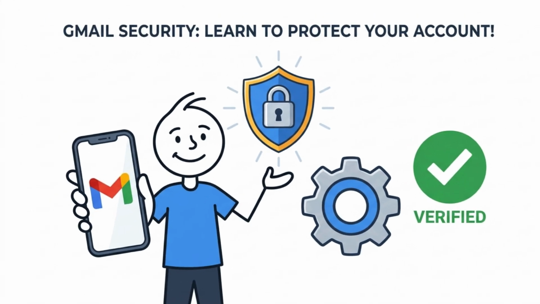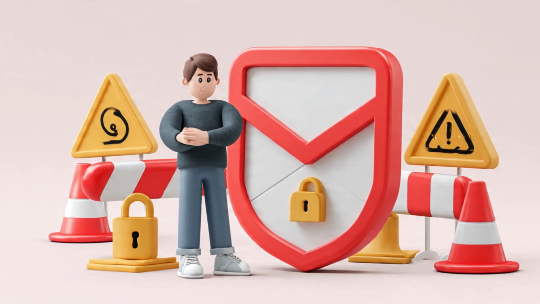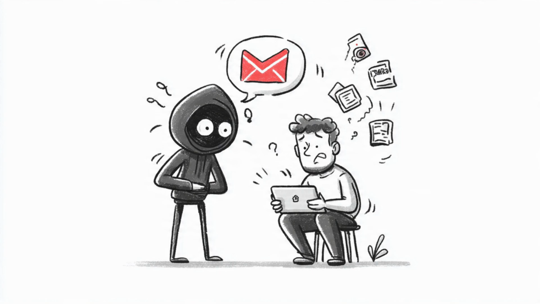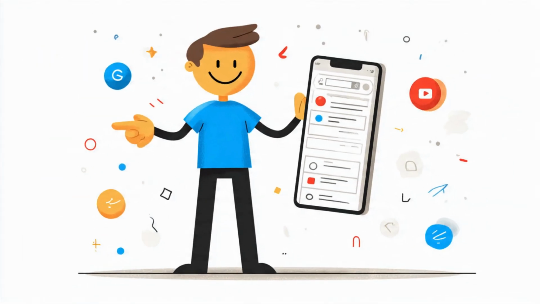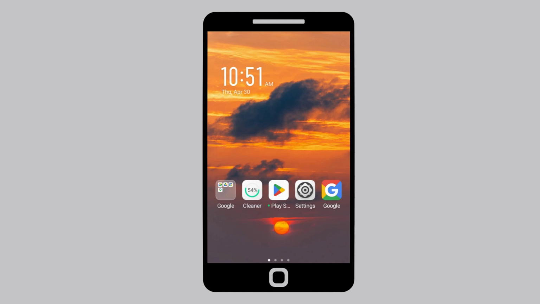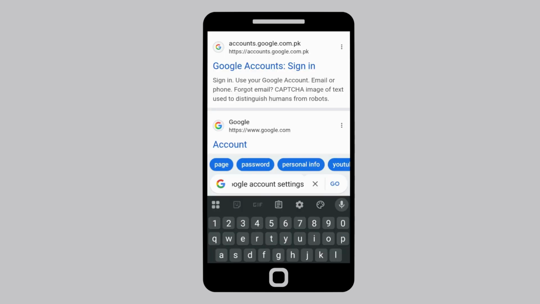Today, we will learn how to enable two-step verification on your Gmail account. This is one of the most important security steps because if someone gets your password, two-step verification can still protect your account. Let's begin. Open your mobile phone, go to Google, then type Google Account Settings.